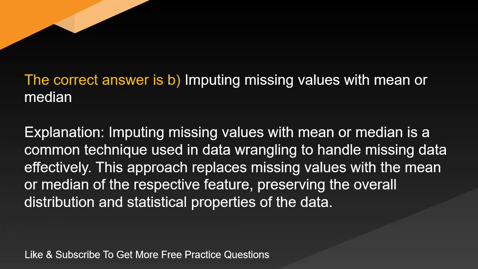The correct answer is B. Imputing missing values with mean or median. Explanation. Imputing missing values with mean or median is a common technique used in data wrangling to handle missing data effectively. This approach replaces missing values with the mean or median of the respective feature, preserving the overall distribution and statistical properties of the data.